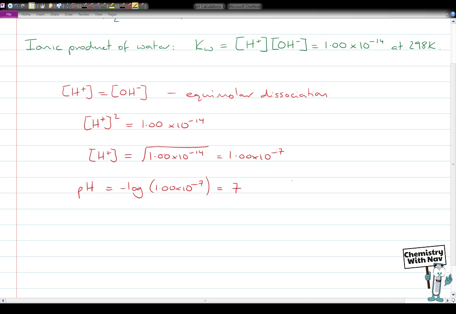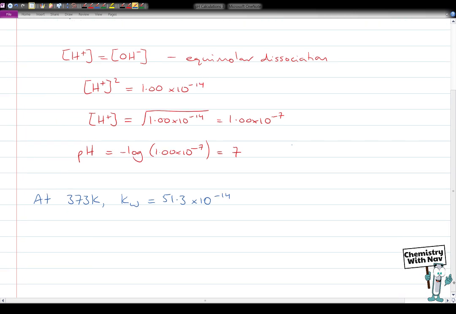If we look at something just slightly different though, because at 373 Kelvin, so that's 100 degrees centigrade, Kw is equal to 51.3 times 10 to the minus 14. And yes, if you're a pure mathematician, that should be 5.13 times 10 to the minus 13. But what I'm trying to show you is that the value of Kw has increased.